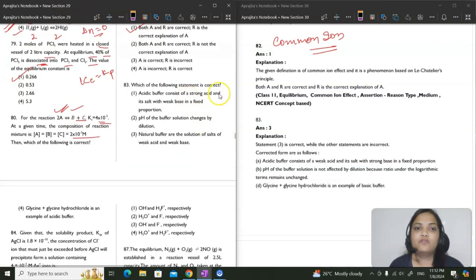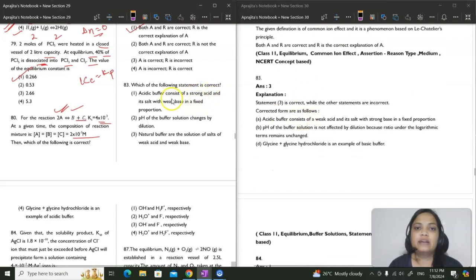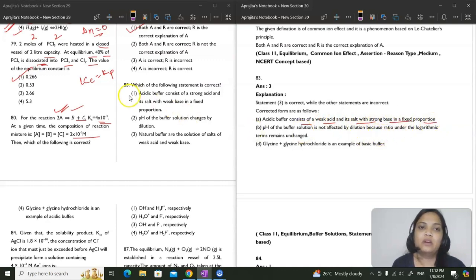Question 83, which of the following statement is correct? Acidic buffer consists of a strong acid with its salt with weak base in a fixed proportion. This is actually wrong, because acidic buffer consists of a weak acid and its salt with strong base. Okay. pH of a buffer solution changes with dilution. This is also wrong, because pH of a buffer solution is not affected by dilution. Okay, because the log ratio will remain the same.